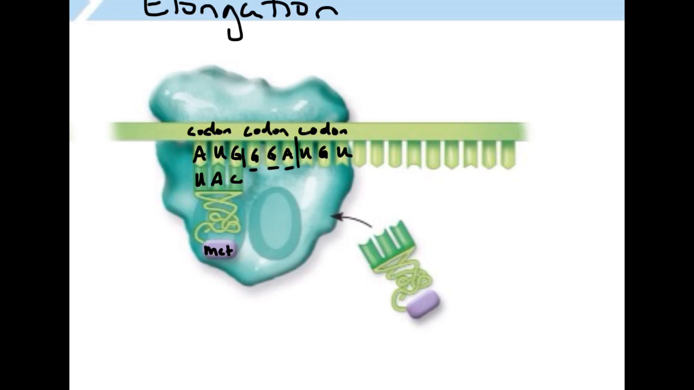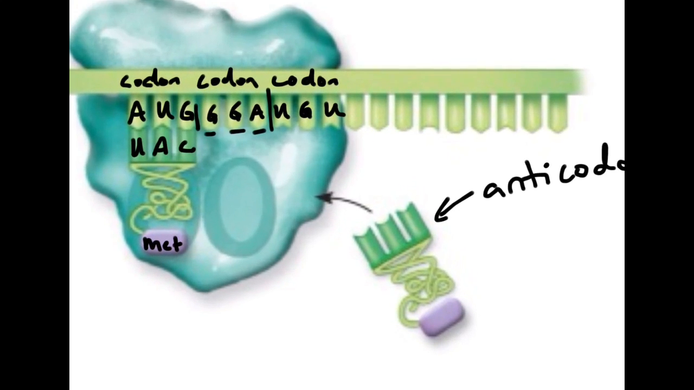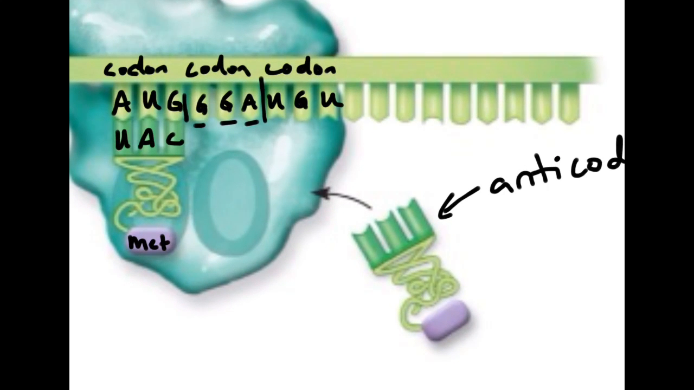Okay, so GGA, what would the anticodon be here? The anticodon would complement GGA, so it would be CC. Remember, A can't pair with T because this is RNA, so CCU. Okay. Now, how do we know what amino acid that means?